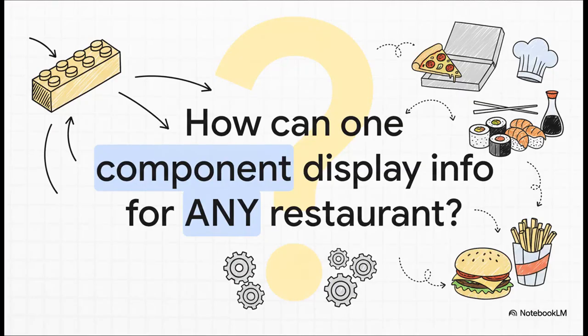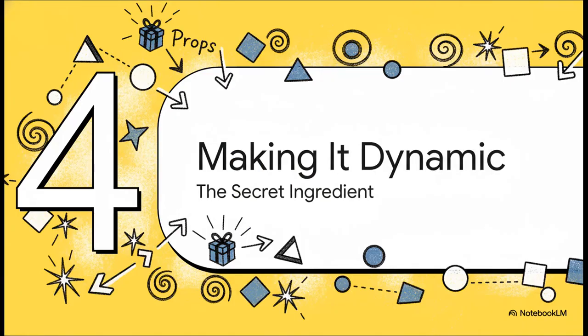So this leads us to the most important question of the day. How do we take this one single component and make it display unique information for any restaurant we throw at it without, and this is the key part, without ever changing the component's original design? The answer is props. They are the secret ingredient that brings our static components to life. Let's dig in and see exactly how they work.